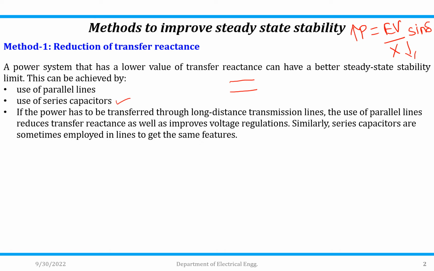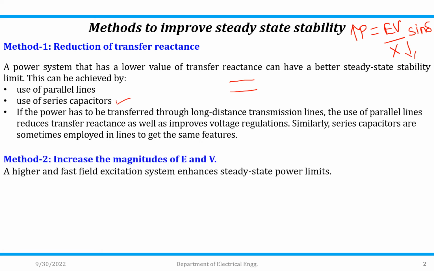Third, if the power has to be transferred through long distance transmission lines, the use of parallel lines reduces the transfer reactance as well as improves the voltage regulation. So here, when we use a parallel line, the effective reactance will be reduced. Not only does it reduce the effective reactance, but it also improves the voltage regulation. And similarly, a series capacitor is sometimes employed in the lines in order to get the same feature.